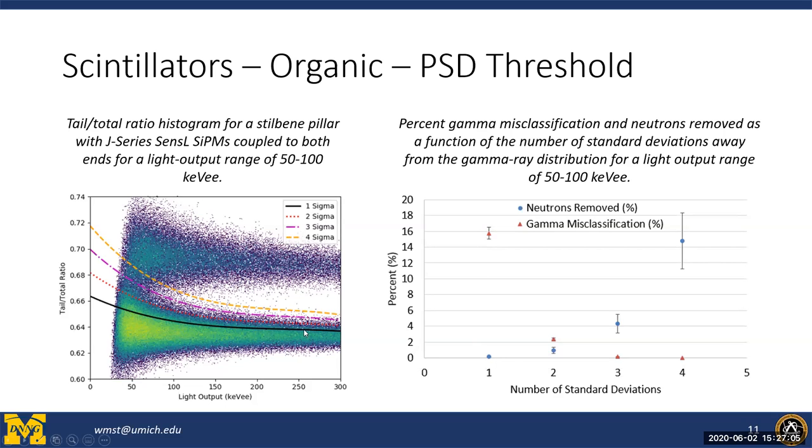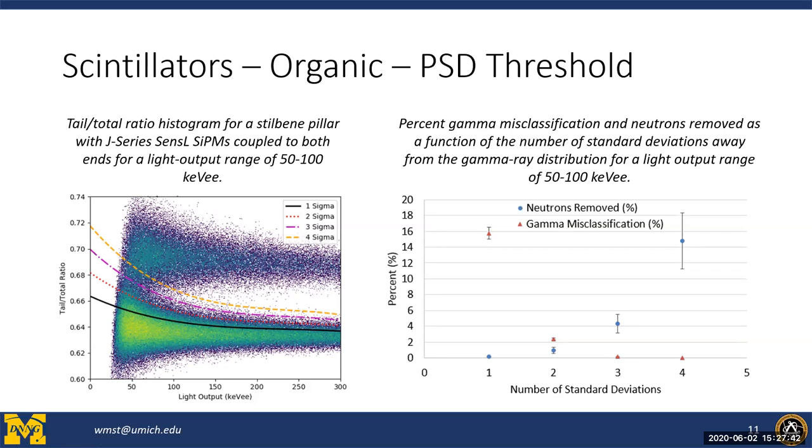That would be this black line here at one standard deviation, where we effectively will have all of our neutrons interact with our system, but we will have significant gamma misclassification since we'll account everything above this line as a gamma ray interaction, even though we can see here that we're definitely getting some gamma rays in there. And then as we increase this threshold, eventually we hit a point where our gamma misclassification is effectively minimal, and then we begin removing some percentage of neutrons from our analysis.